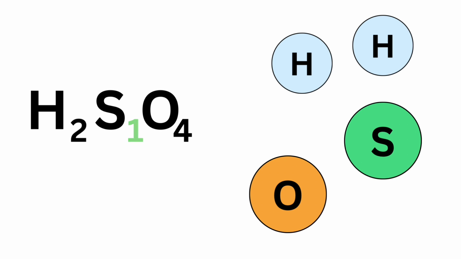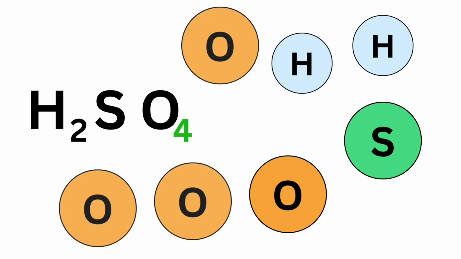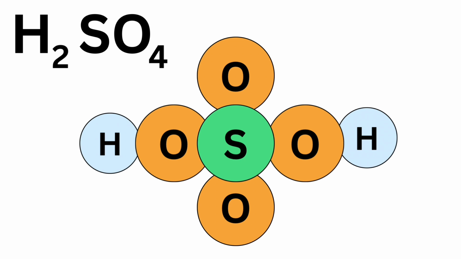There's a little 4 after the oxygen, or the O. So as you may have guessed, this tells us that there are 4 atoms of oxygen in one sulfuric acid molecule. So one molecule of sulfuric acid looks something like this. There's 1 sulfur atom, 4 oxygen atoms, and 2 hydrogen atoms.